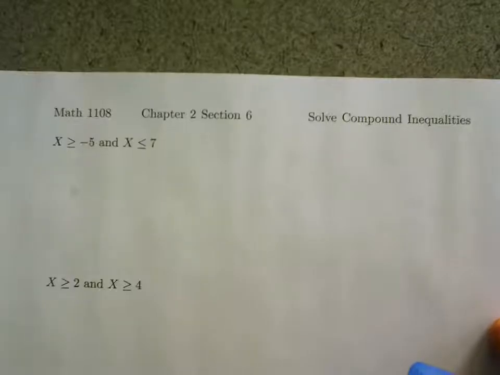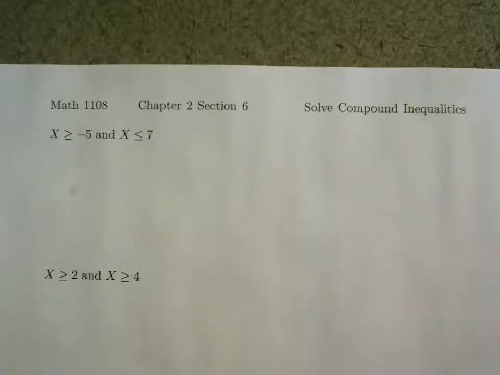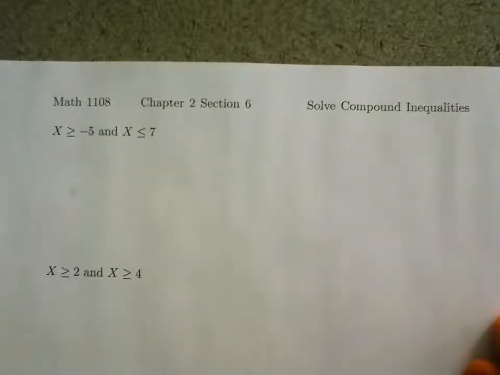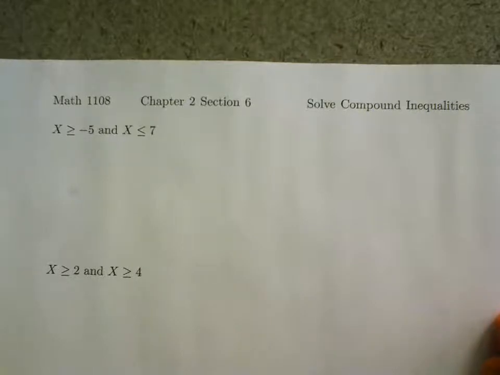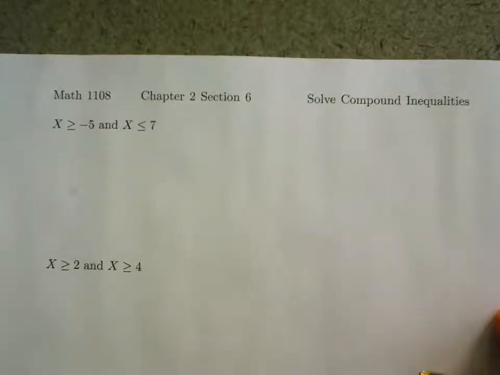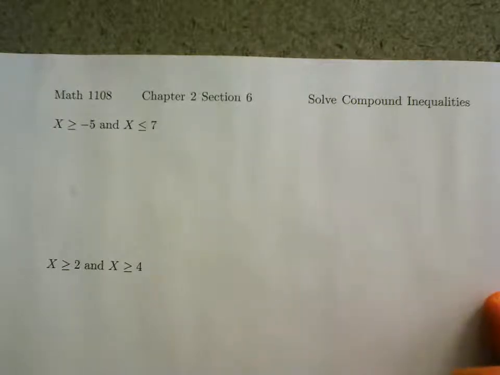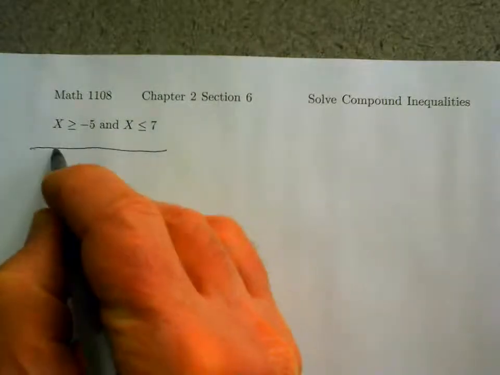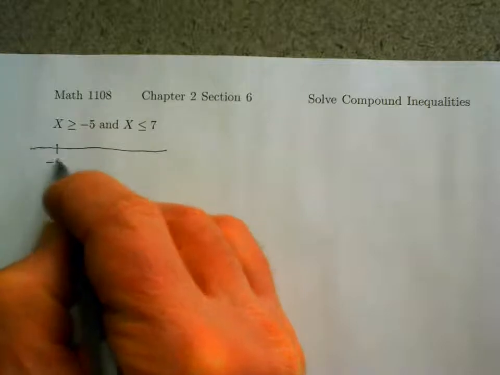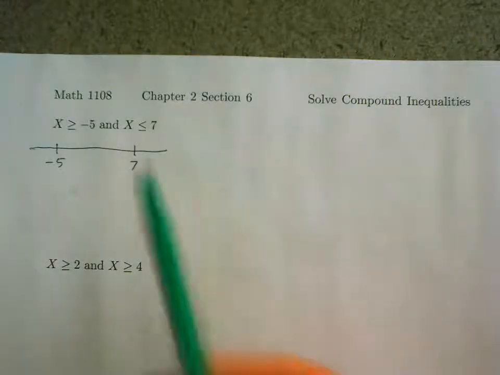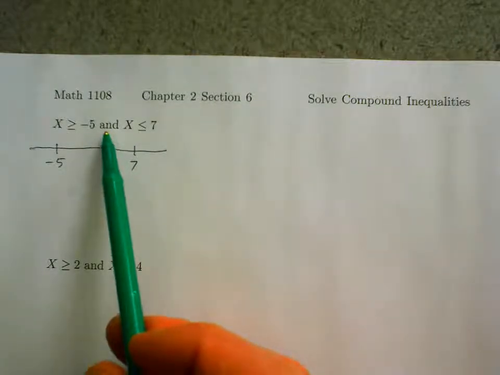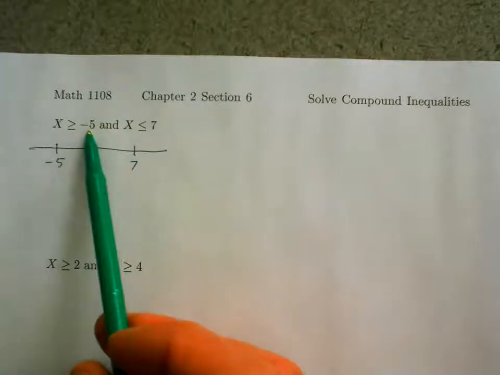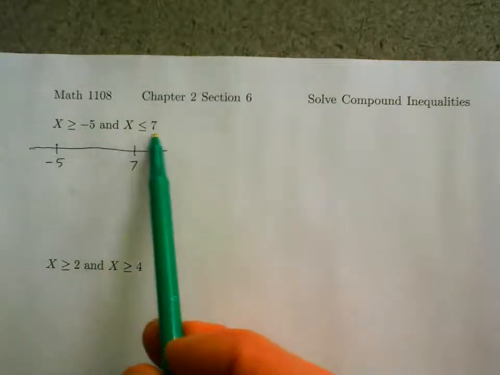Okay, this one, x is greater than or equal to -5 and x is less than or equal to 7. Let's go ahead and graph this. Plot the numbers -5 and 7. So x must satisfy two conditions at the same time. X is greater than or equal to -5 and x is less than or equal to 7.